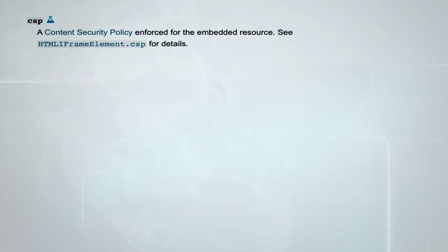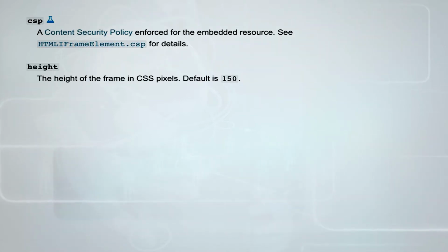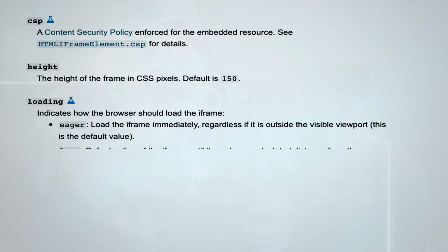CSP stands for Content Security Policy. A content security policy enforced for the embedded resource. Okay, CSP is one of the elements or controls. Then the height of the frame in CSS pixels, and the default is 150, that is, 150 is the default height. Then you have loading.